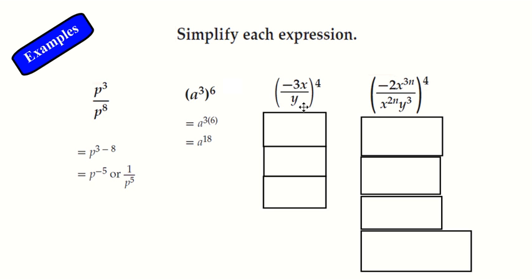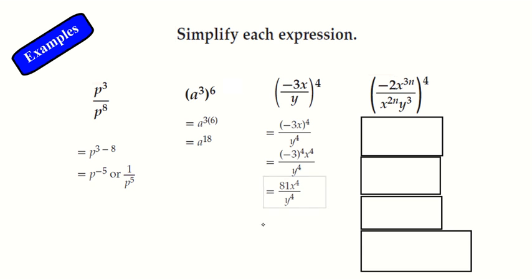Next one, we have a quotient raised to the fourth power. So remember, everything in here gets raised to that fourth exponent. So we have negative 3x to the fourth and y to the fourth. Negative 3 to the fourth, x to the fourth, y to the fourth. And negative 3 to the fourth gives us 81, x to the fourth over y to the fourth.